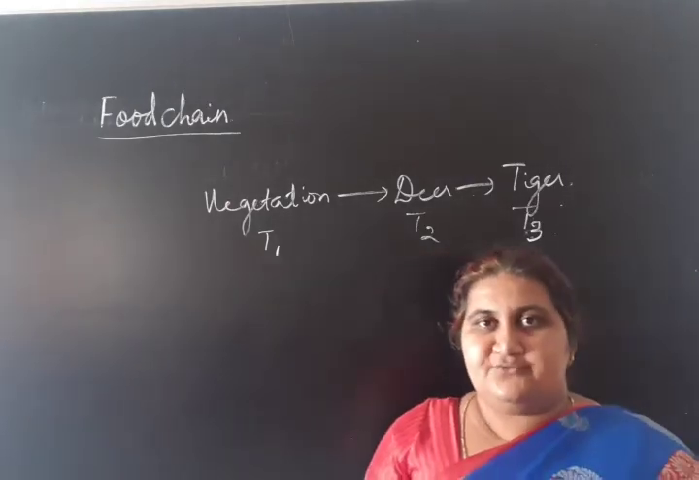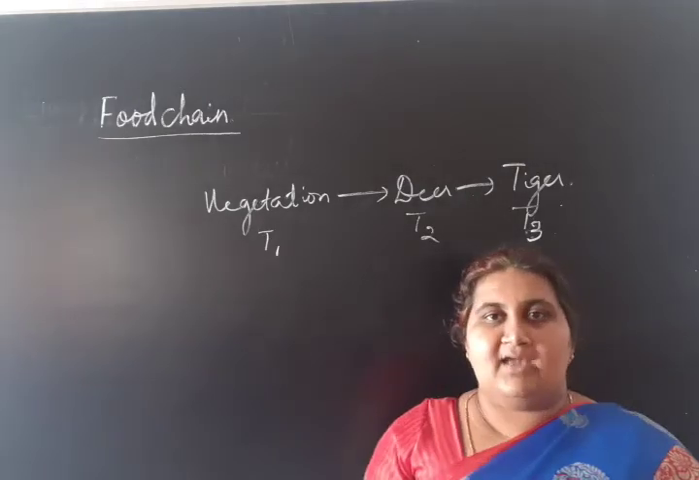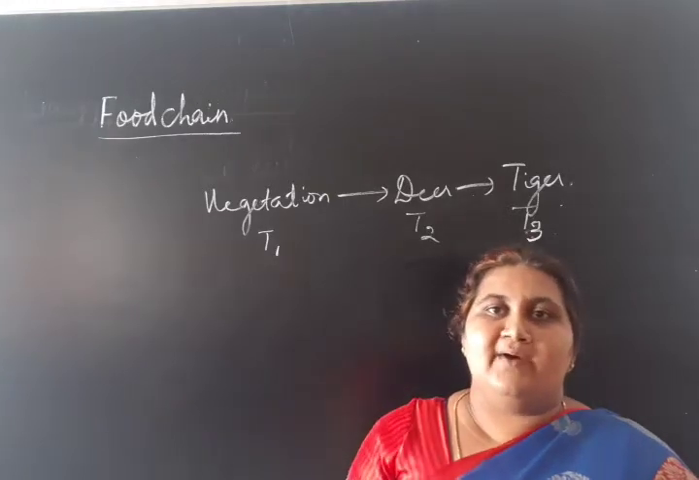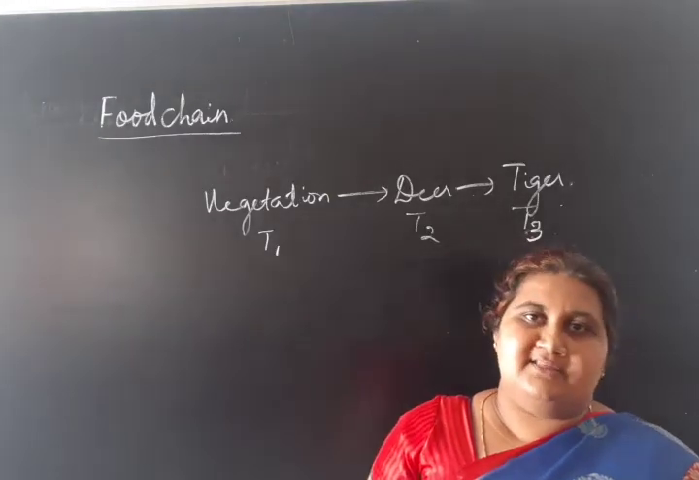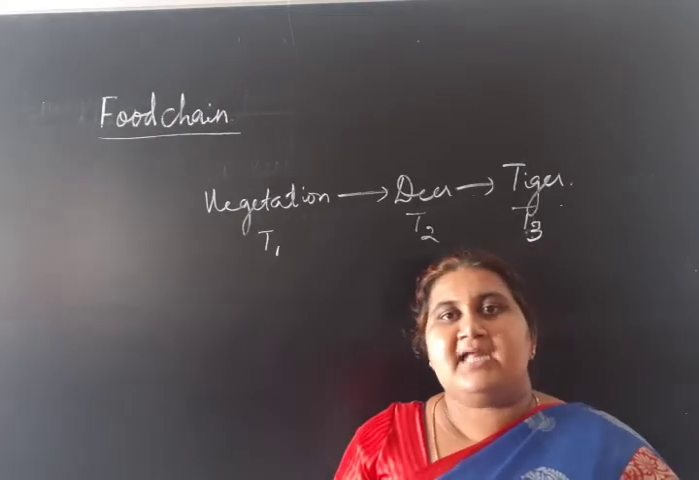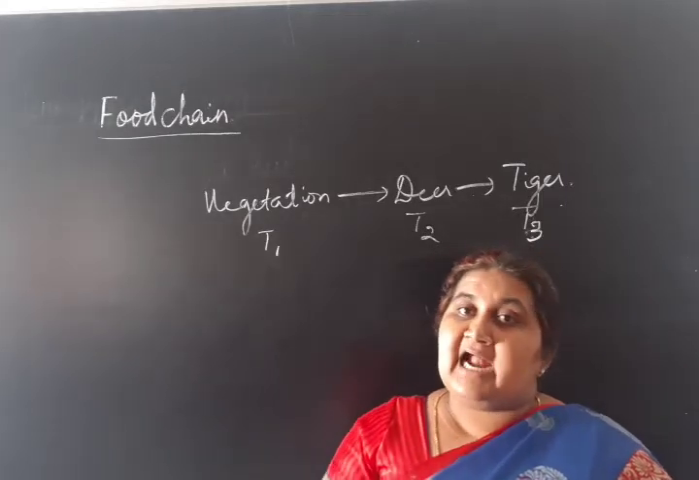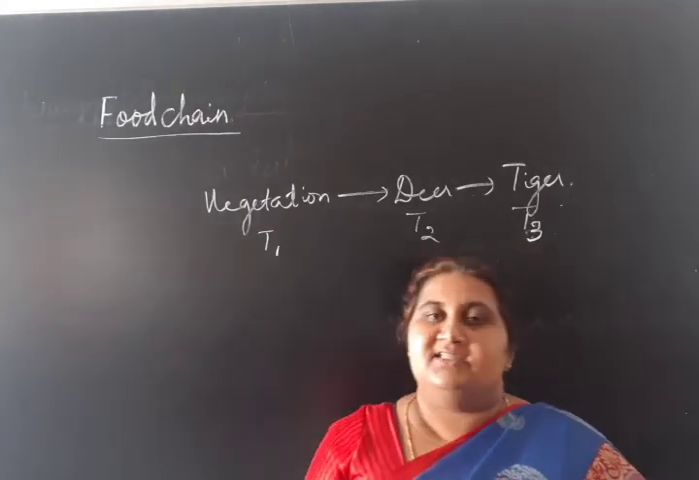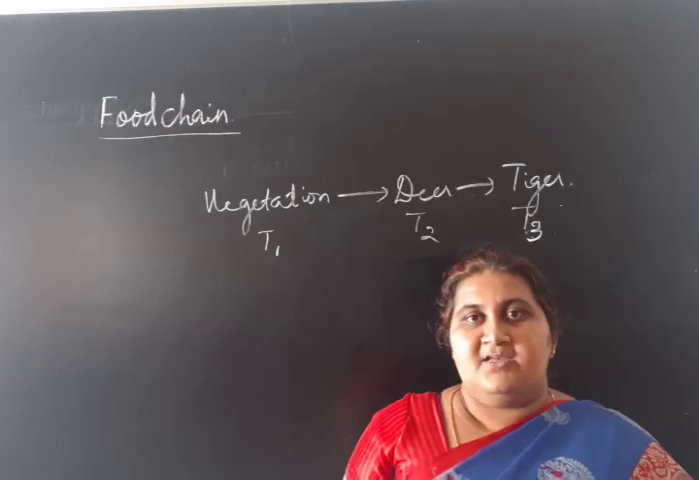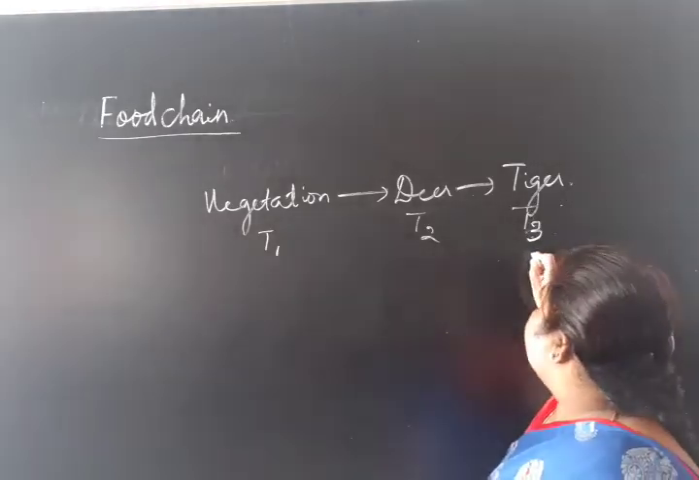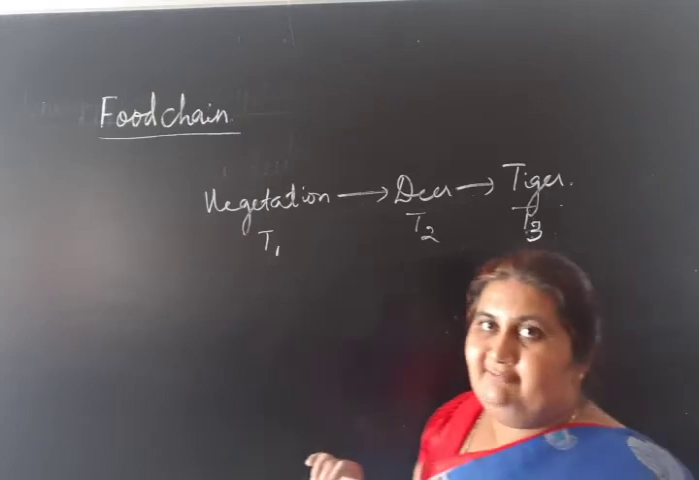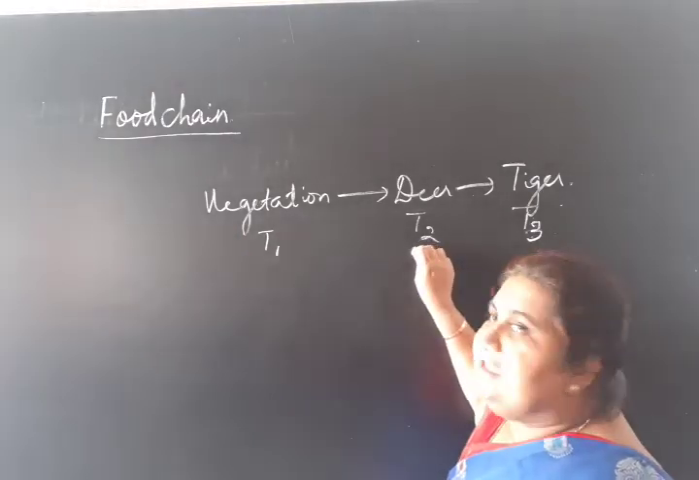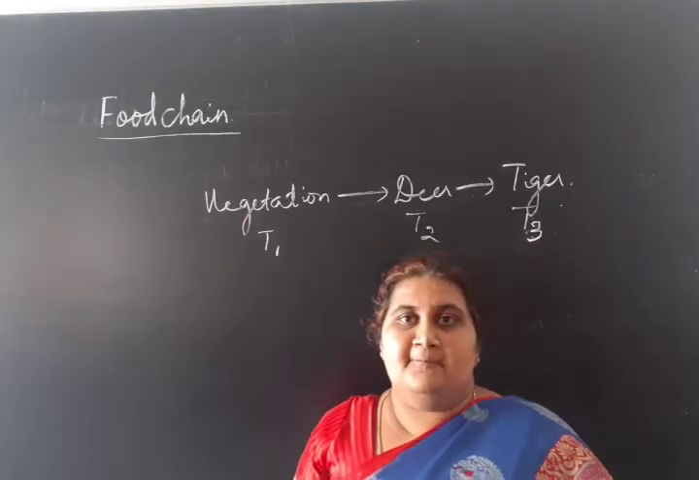Another characteristic feature: there are some organisms which are present at more than one trophic level. For example, tadpoles and frogs. Tadpole is a herbivore, and frog is a carnivore. So when it is a carnivore, it is found at the 3rd or 4th trophic level. When it is a tadpole, the larval form of a frog, it is present at the 2nd trophic level.